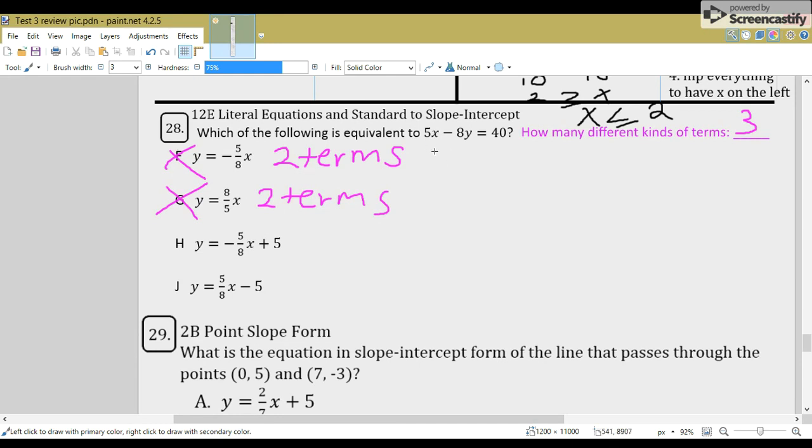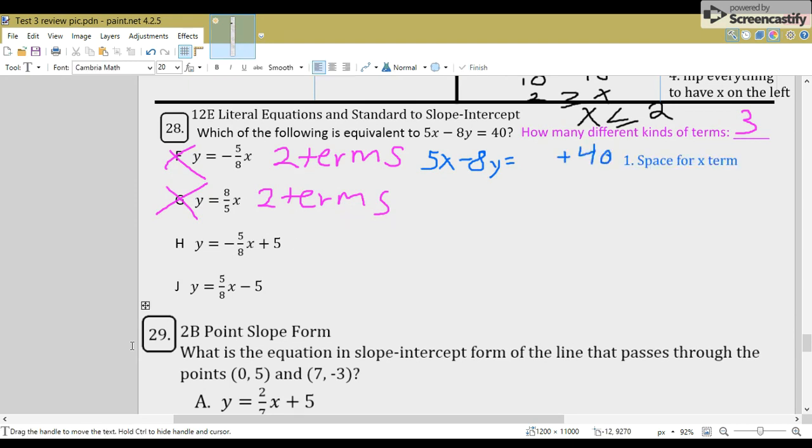So step 1, you will make space to move the x over. So 5x minus 8y equals space plus 40. Step 2, you want to move the x to the other side. So to do that, we put minus 5x on each expression.